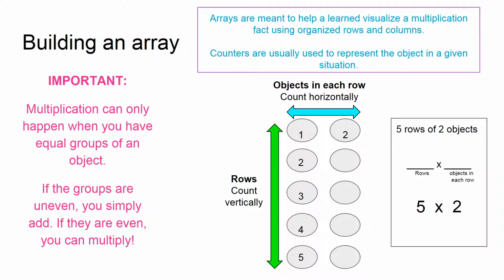When we're putting together a multiplication fact from an array, we have to think of our rows and we have to think of the objects in each row. Typically, the first number you put in the multiplication sentence is the number representing the rows. Rows are the counters or the objects that we count vertically. They go up and down. So in this picture, we have 5 rows. The objects in each row are counted horizontally, meaning in each row, how many counters do I have? And in this picture, I have 2. So that means that my fact is 5 times 2. I can incorporate the commutative property here by switching the 5 and the 2 and having 2 rows of 5 objects.